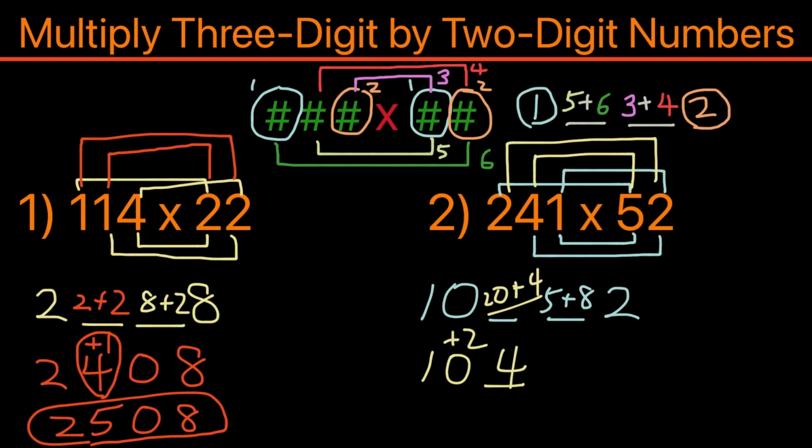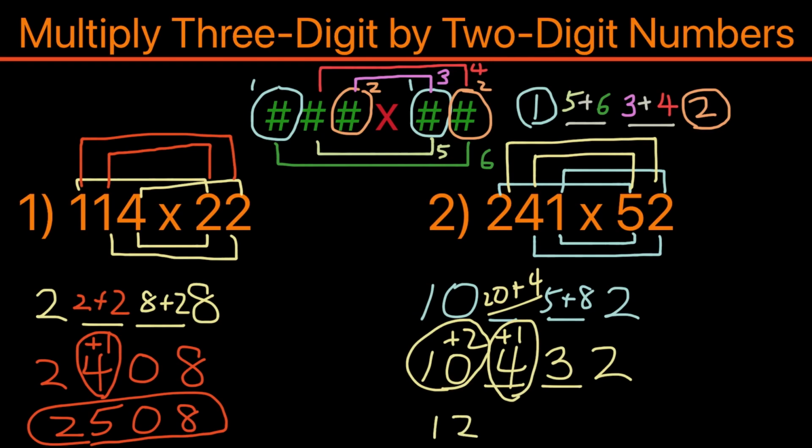That's 24. Then we have 5 plus 8, which is 13. So we place a 3 and then place a plus 1 on top. Then we have 2 at the end. So we would need to add 10 plus 2 and then 4 plus 1. And that gave us 12 here, and then 5 here, and then 3, 2.